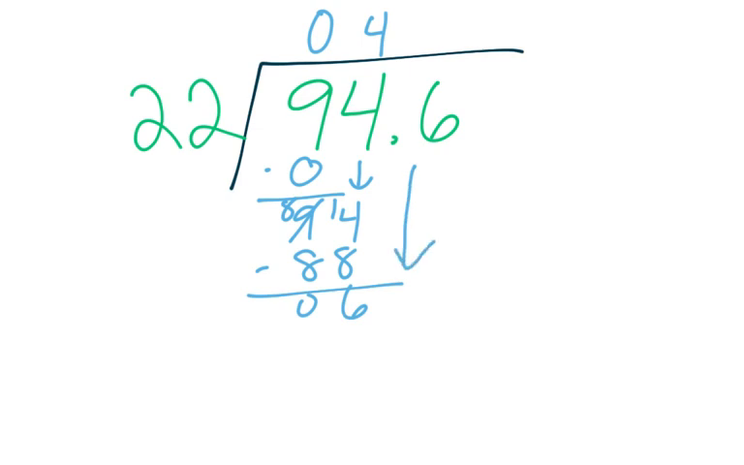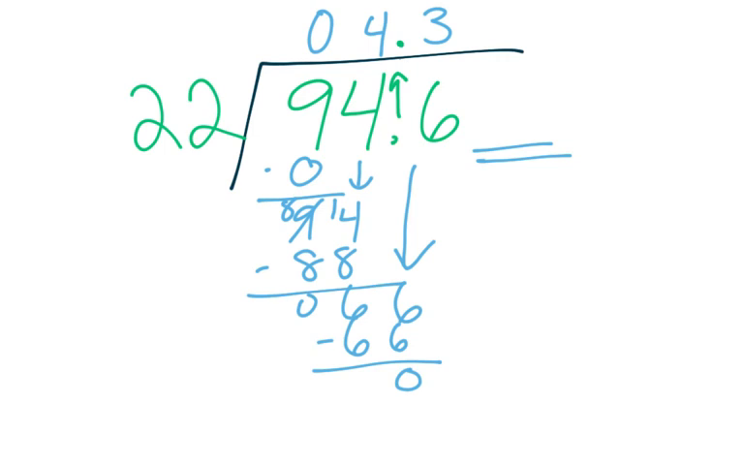I'm going to bring down. Now, should I bring that decimal down? Nope. I don't bring my decimals down, but I do raise them to the roof of my house. Right there. And now I'm going to say how many groups of 22 can I make if I have 66? Well, 22, 44, 66, that's 3 groups. 3 times 22 is 66. Subtract, 0 remainder, nothing else in my dividend to bring down. So I am all set.